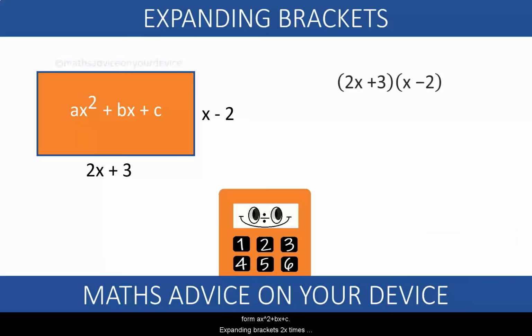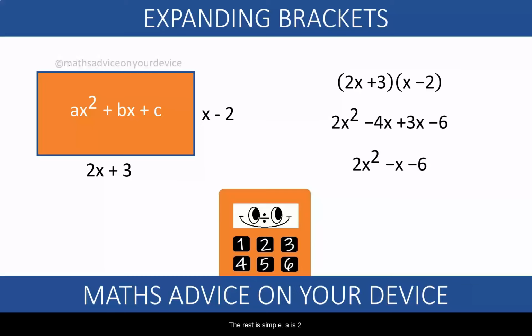Expanding brackets, 2x times x is 2x squared, 2x times minus 2 is negative 4x, and the rest is simple. A is 2, b is minus 1, and c is minus 6.